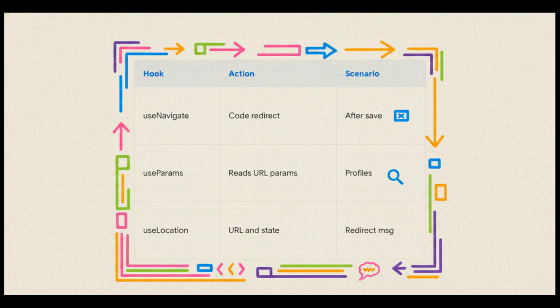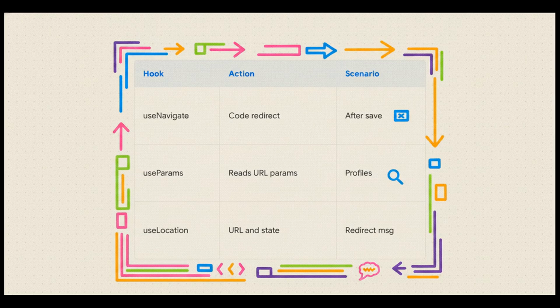There are 3 key behavioral hooks you're honestly going to find yourself using all the time. First up, useNavigate. This one lets you redirect users purely from your code, like after a certain action, rather than waiting for them to click a link. Second, useParams. This lets you read dynamic segments straight from the URL, which is absolutely perfect for grabbing things like a specific user ID. And lastly, useLocation.